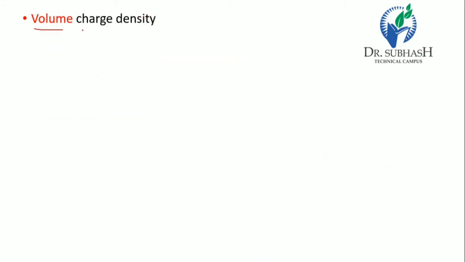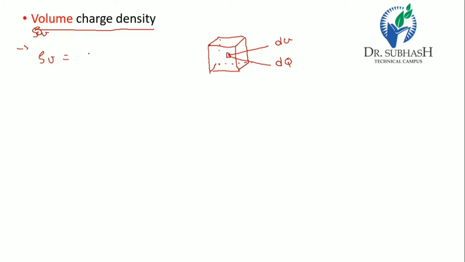Volume charge density. Volume charge density is represented by rho v, and we have the differential volume dv and the charge located in the differential volume is dq. Then as per the mathematical formula, rho v is dq by dv. So differential charge can be represented by rho v dv, and the total charge Q is equal to the closed integration of rho v dv.